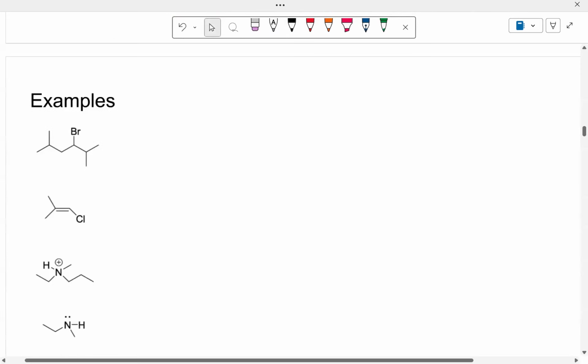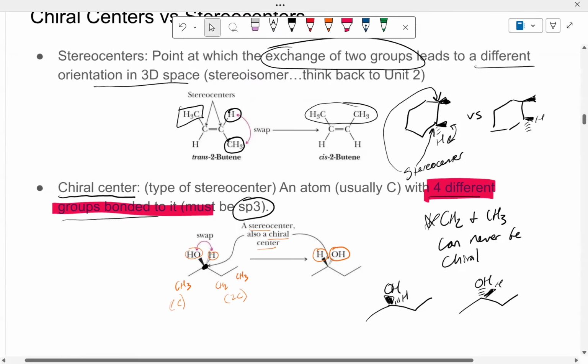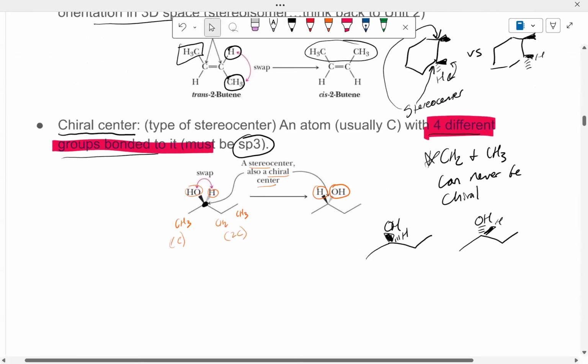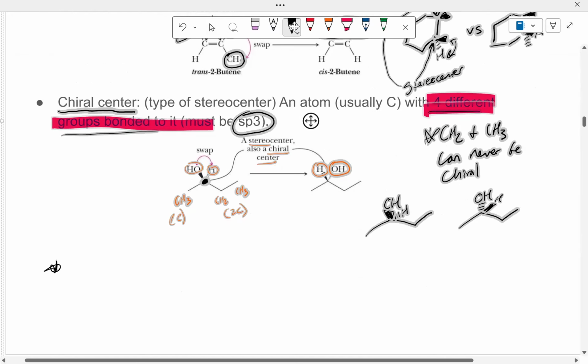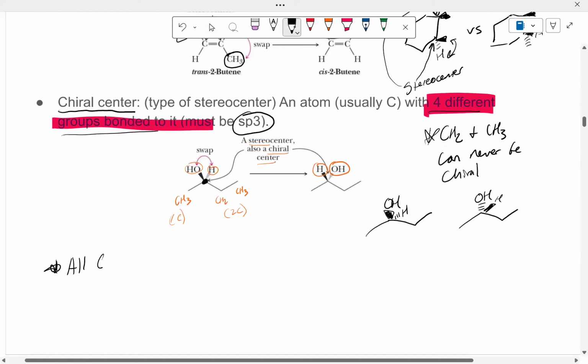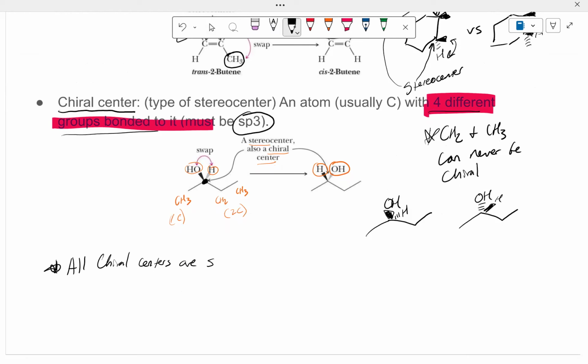So let's do some examples. Oh, actually, I want to back up. Sorry, I forgot this one thing. One thing I want to point out is that all chiral centers are stereocenters, but not all stereocenters are chiral centers. So, well, how does that work?